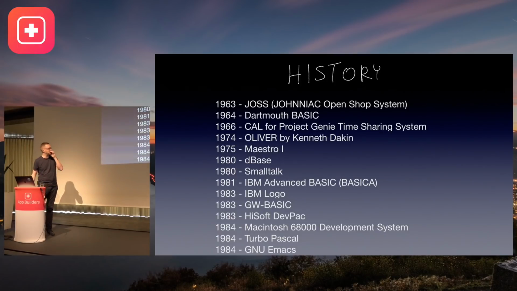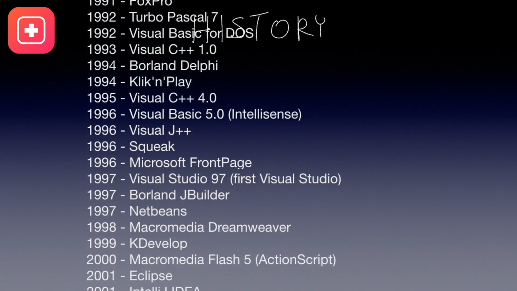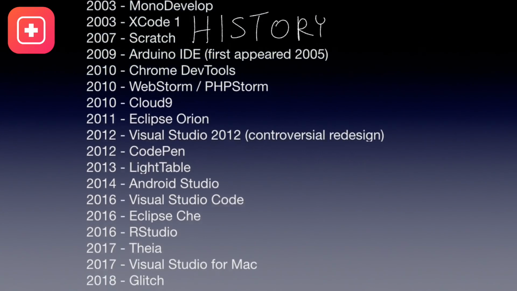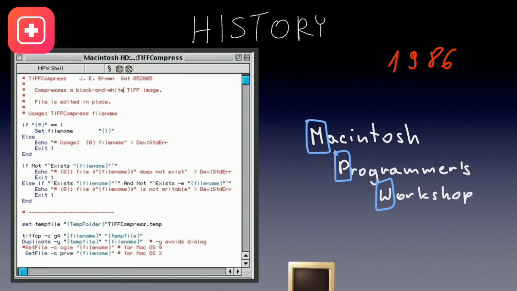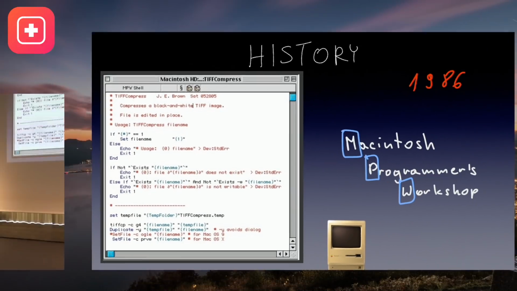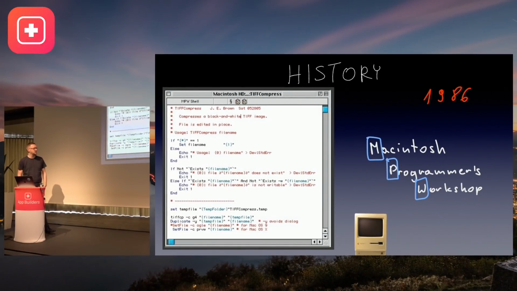The full history of IDEs is quite long. This is just an extract. I will not go through everything, just the interesting parts. 1986, from our field, Macintosh Programmers Workshop. This is the developer environment by Apple for the Mac Plus. Why for the Mac Plus? Because that was the first computer that was able to run this application.